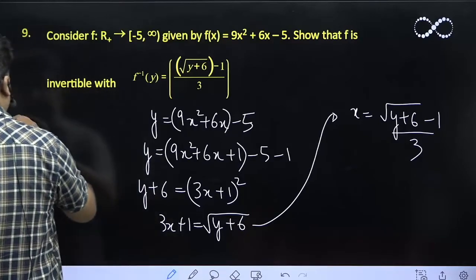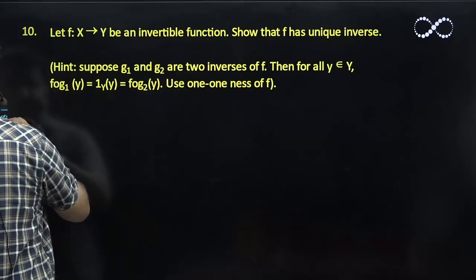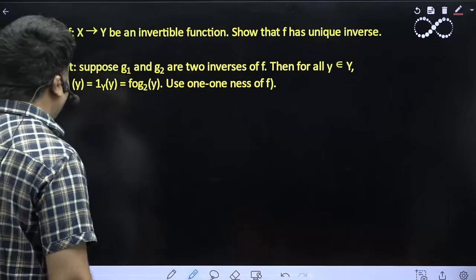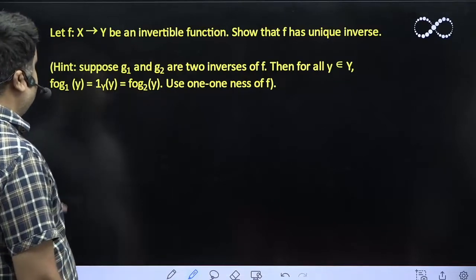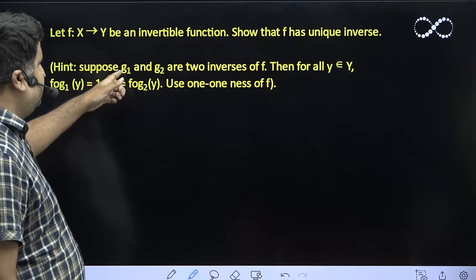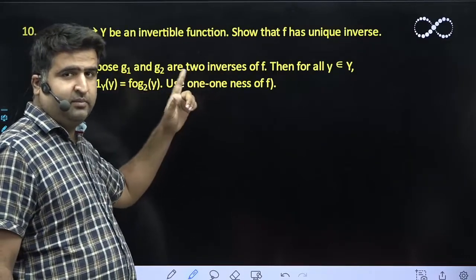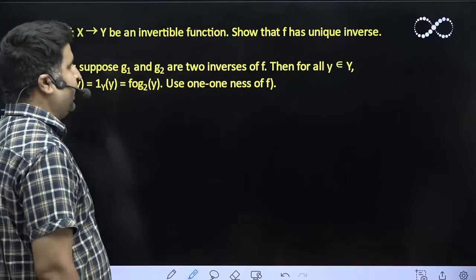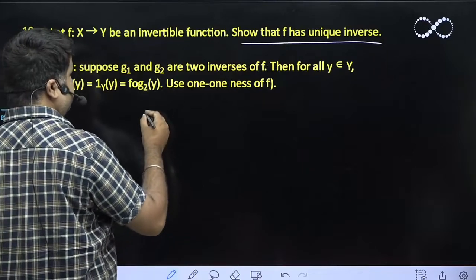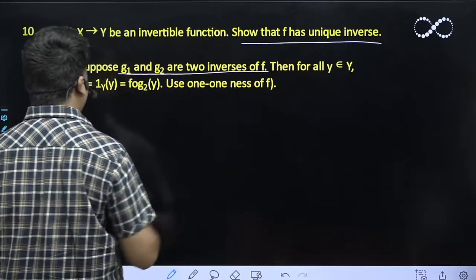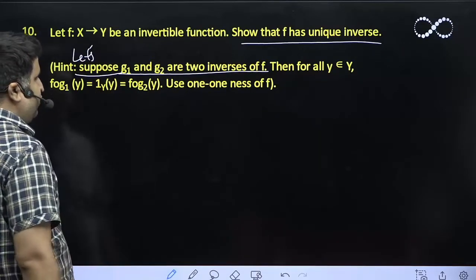Alright, so let's move on to the next question. Next is, let f from X to Y be an invertible function, show that f has a unique inverse. So we have to suppose that there are two inverses, and then we have to show that there can be only one inverse, and f has a unique inverse. So let's suppose that g1 and g2 are two inverses. So this is what we have to suppose to start the question.